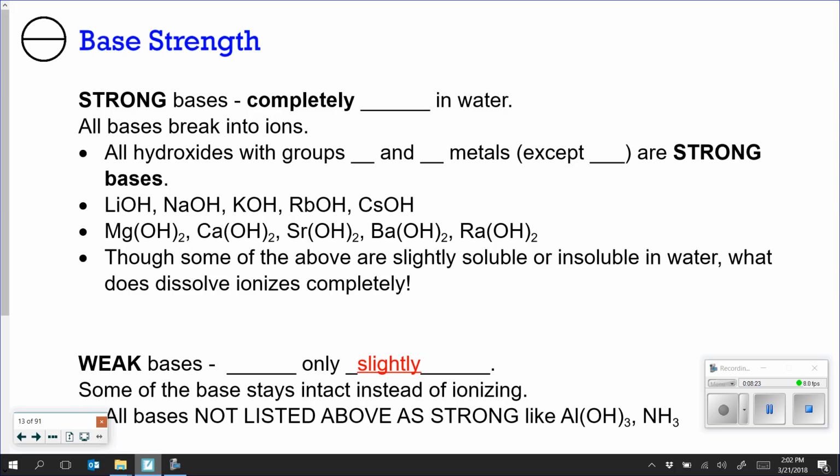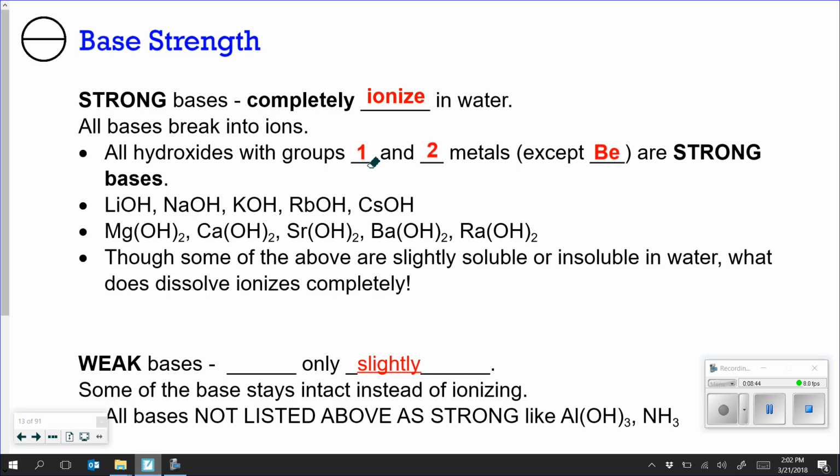We're talking about base strength. Similar concept to what we talked about with acids. Strong bases will completely ionize in water. All bases are going to break into ions. All hydroxides with groups 1 and 2 metals, except beryllium, are going to be strong bases. So we've got them listed right there. We've got group 1 and we have group 2.